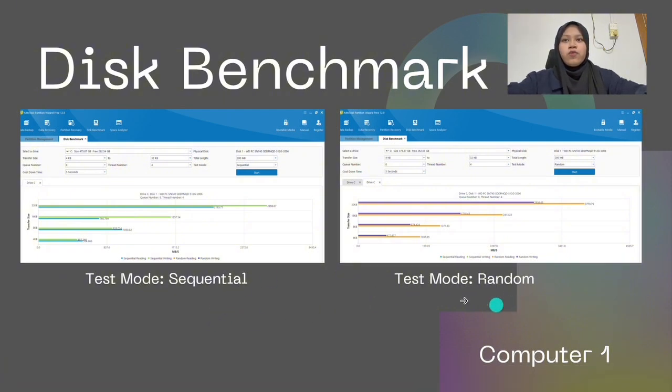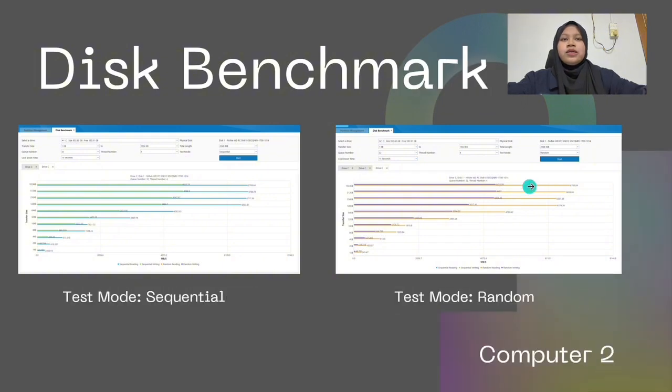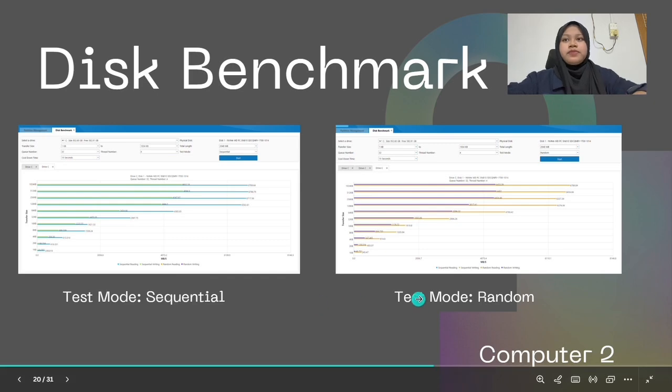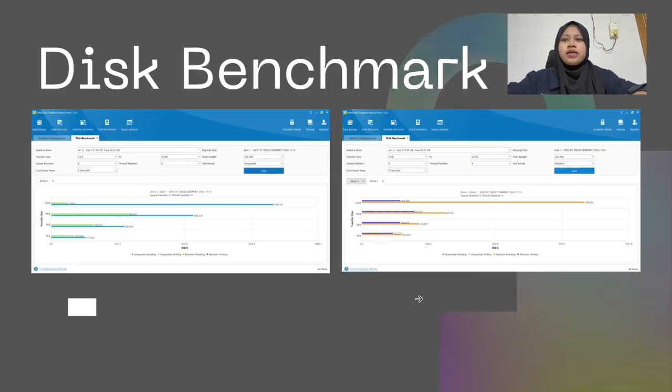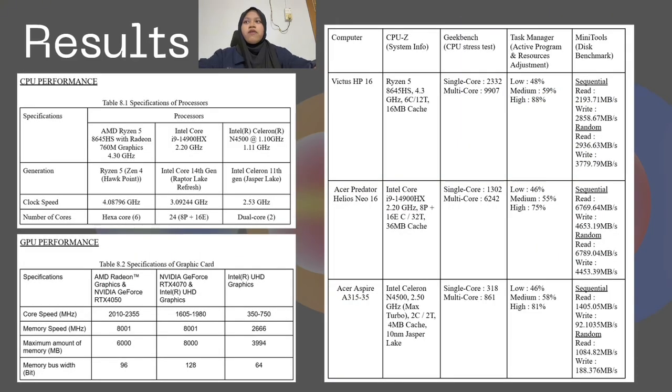Okay, next is this benchmark, where the test mode is sequential and random. This is for computer 1, which is quite high for sequential and random. And then we have computer 2 for sequential and random, including writing and reading. And then this is the sequential and random result for computer 3. And then we move to the result of all of it.